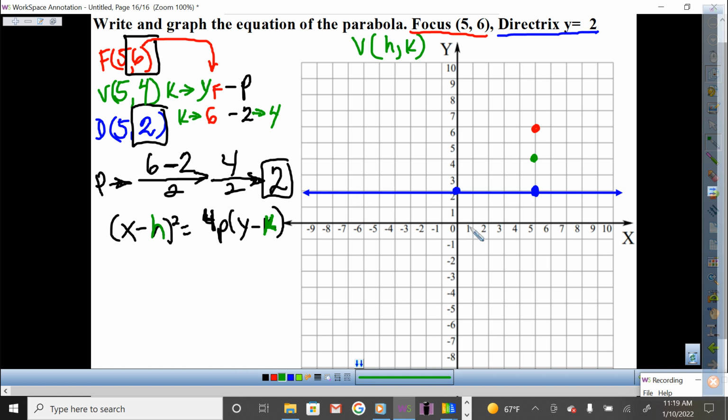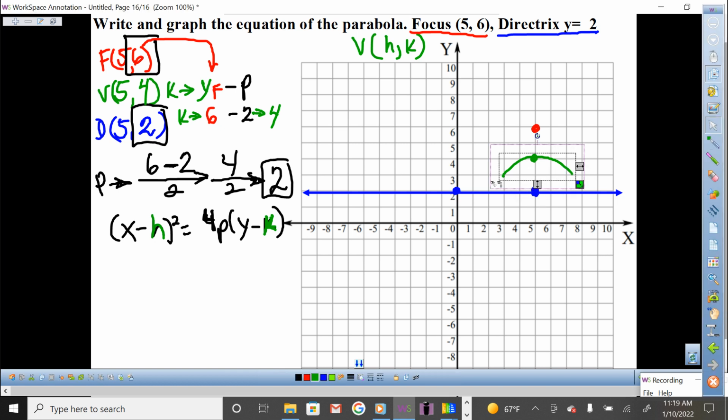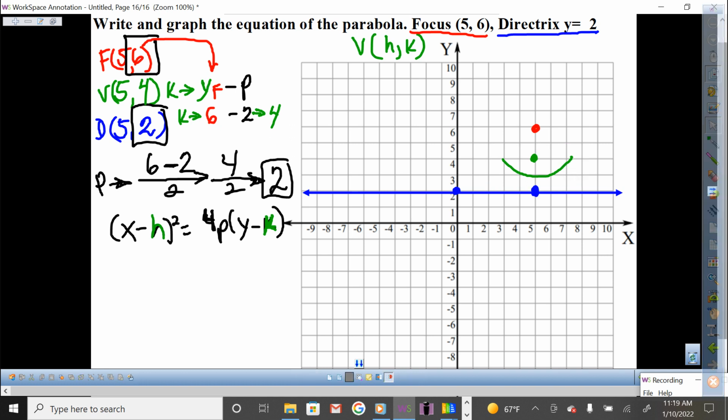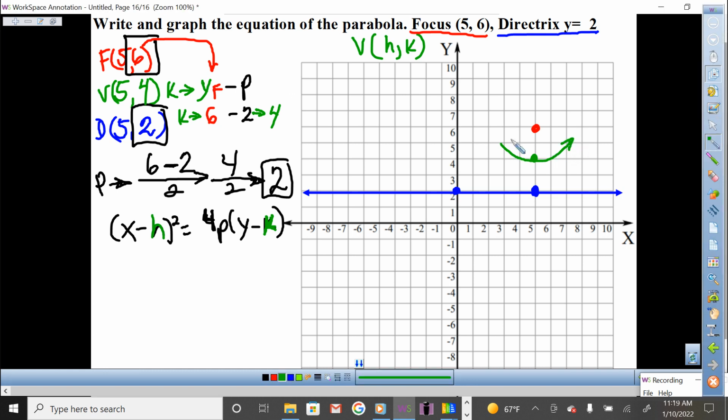Can we graph our parabola? Yes. Now look up. Does it go like this? Tell your neighbor, why not? Yeah, it has to go away from the directrix. It always goes away from the directrix. There it is. And arrows at the end. Are we done? No, Mr. Q, we're done with the graph. Now we just need to write our equation.